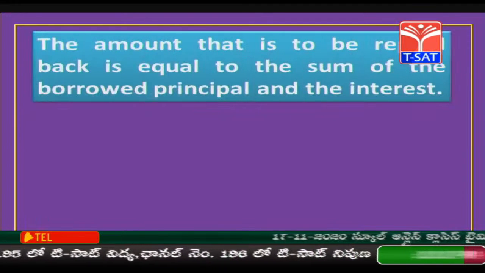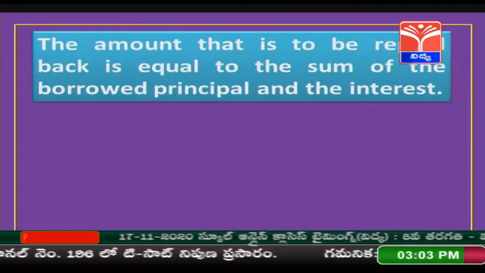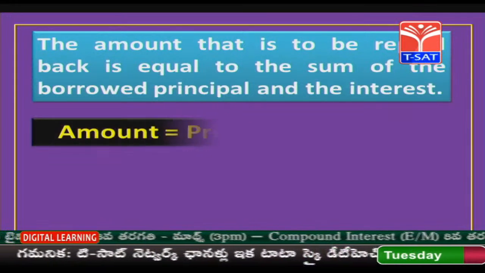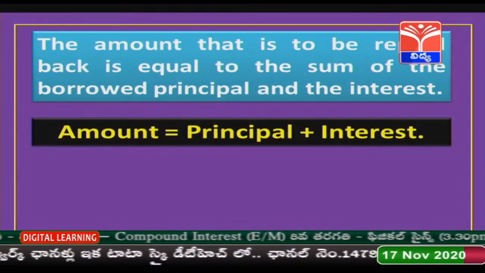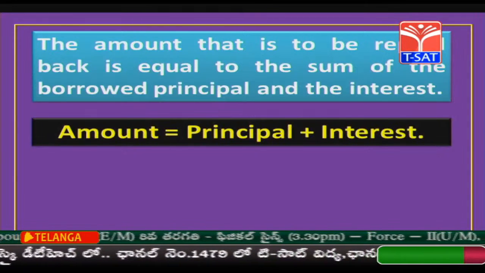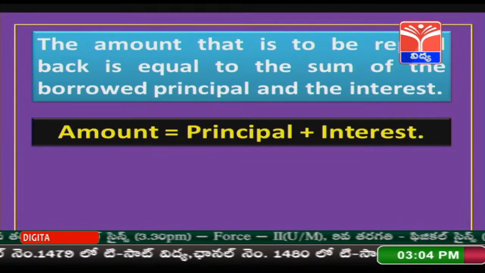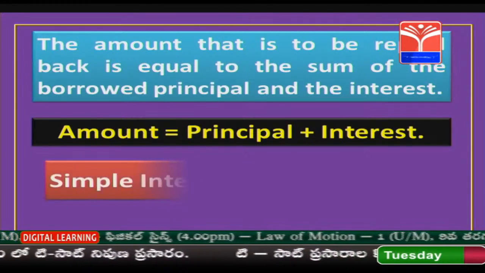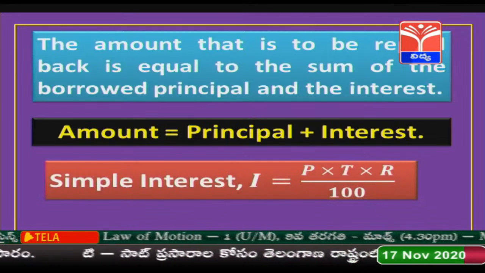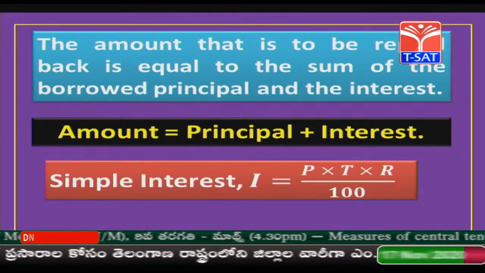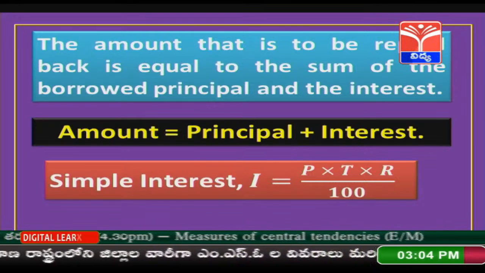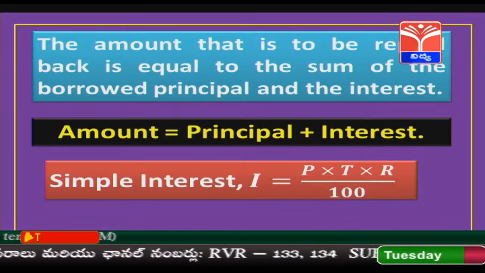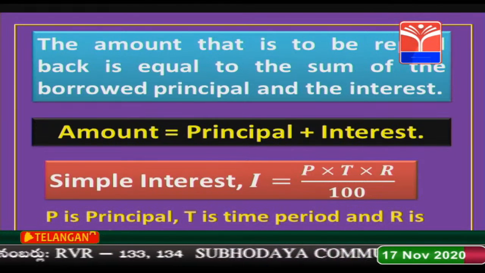Now children, the amount that is repaid back is equal to the sum of the borrowed principal and the interest. That is, the amount is given by principal plus the interest. That is, whatever we have taken from the bank plus the interest that you are going to pay as extra amount. Simple interest is calculated using the formula I equals P into T into R by 100, where P is the principal, T is time period and R is the rate of interest.